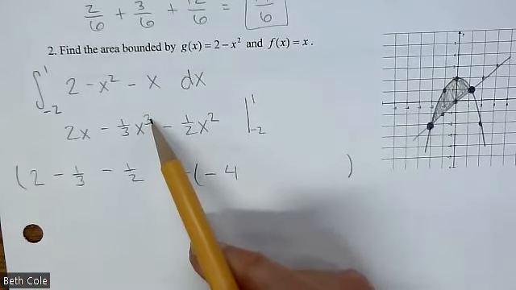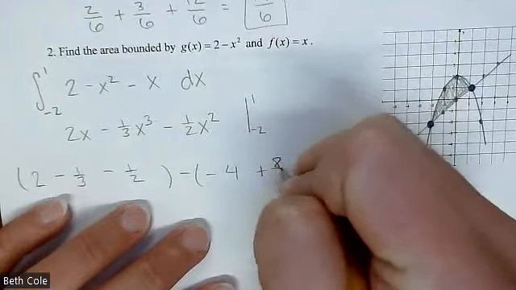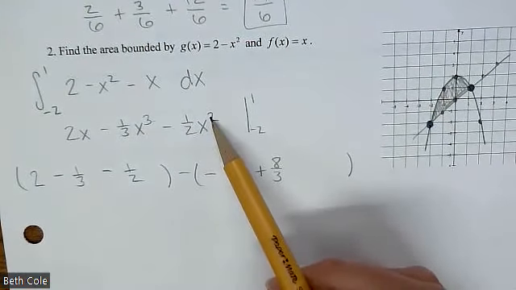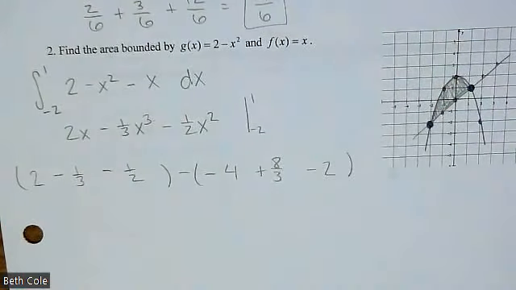Okay. -2 cubed would be -8. So the negatives are going to cancel. It'll be plus 8/3. And then this one, -2 squared would be 4. Half of that is 2, so -2. Now, however your brain thinks through this is valid.